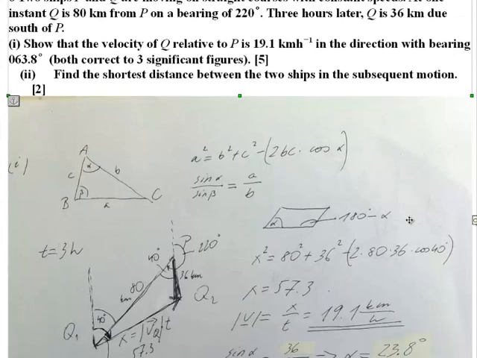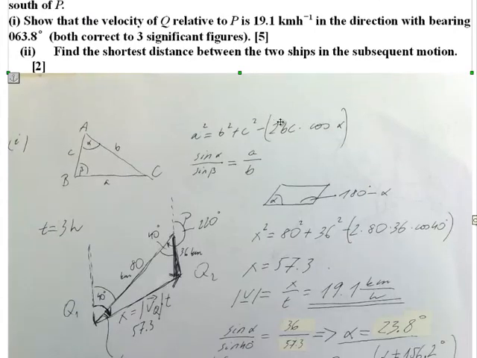We will use these two formulas, and this is a parallelogram, and if this angle is alpha, its adjacent angle is 180 minus alpha.